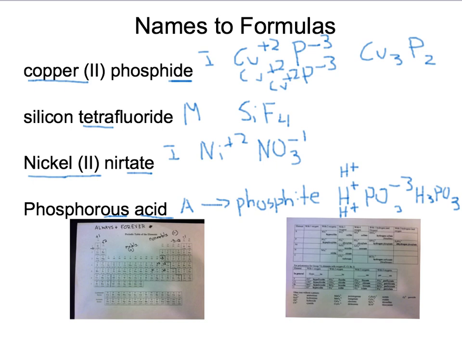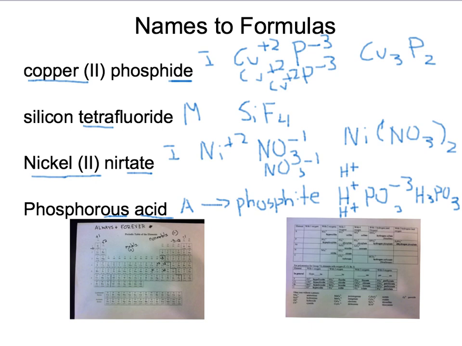Now, if you look at this, again, the charges don't balance. We need another nitrate to get it balanced. And you put it all together then. So your final answer should be Ni(NO3)2. All right, now you had a couple where you're going the other way around, so let's go over those.